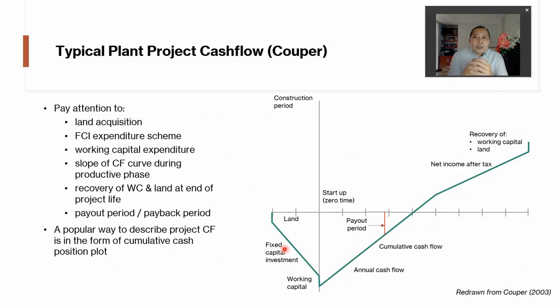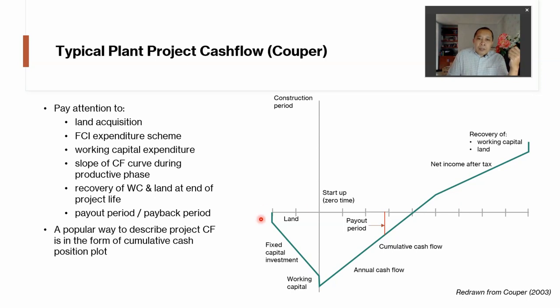So to give you an idea what a typical plant project cash flow looks like, this cash flow diagram was redrawn from Cooper's book. The x-axis is the time period. It could be in years and months depending on your project. And this curve is a cumulative cash position. Okay, it's called cumulative cash position or CCP.